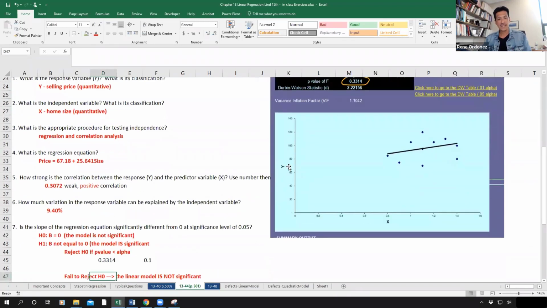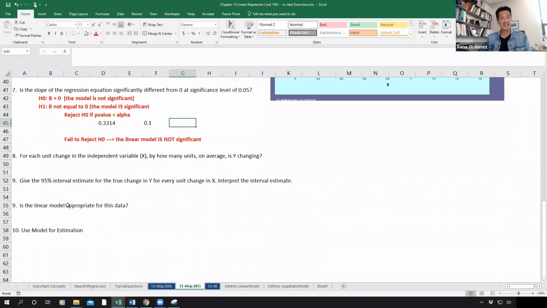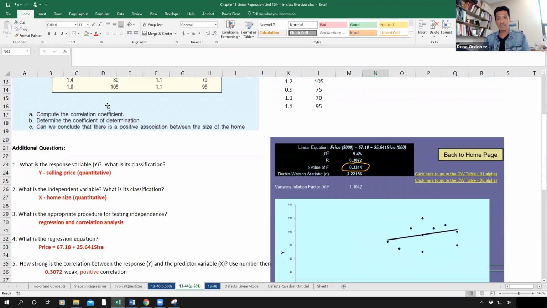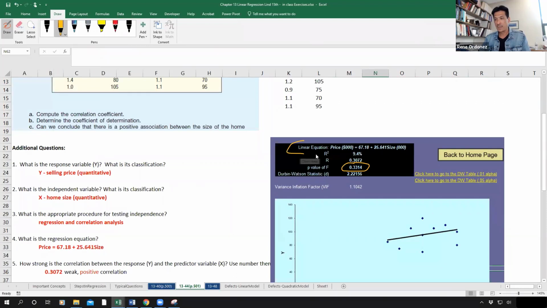Okay? So because we are concluding that the model is not significant, then we really cannot be doing this kind of analysis here. Does that make sense? We don't even have to test for appropriateness because, first of all, the regression model, based on the data that we have, is not a useful model.